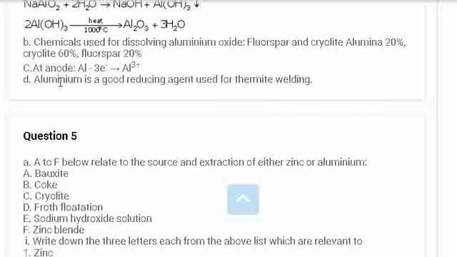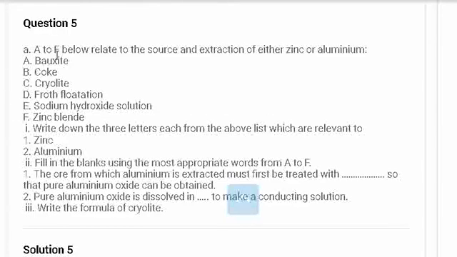Aluminum is a good reducing agent, used for thermite welding. Thermite welding uses aluminum because it is a good reducing agent. Okay, question number 5.